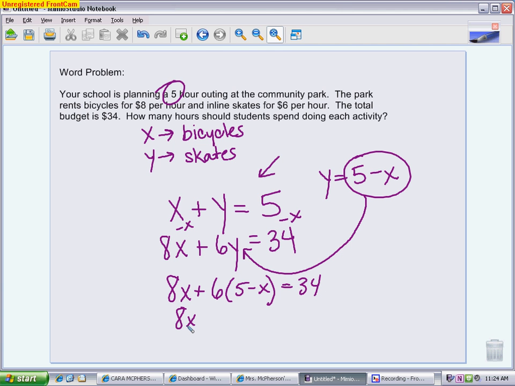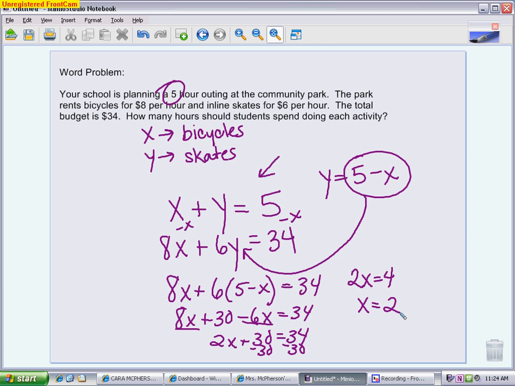Distribute the 6, so 8x plus 30 minus 6x equals 34. Combine like terms. I have 8x minus 6x. That gives me 2x. Subtract 30. So 2x equals 4. So x equals 2.